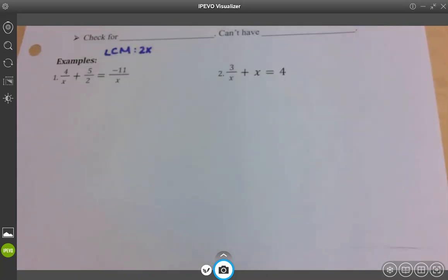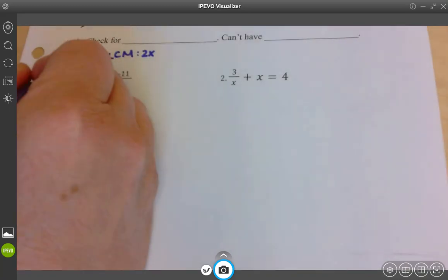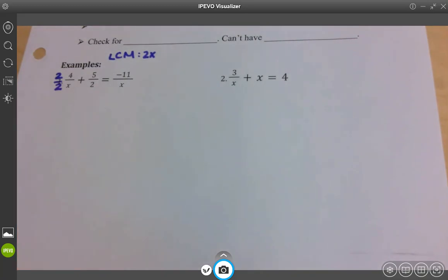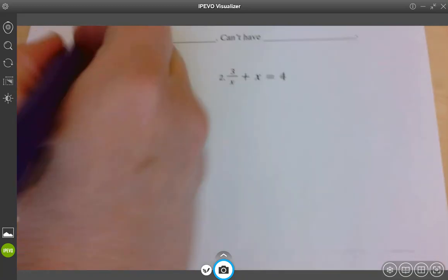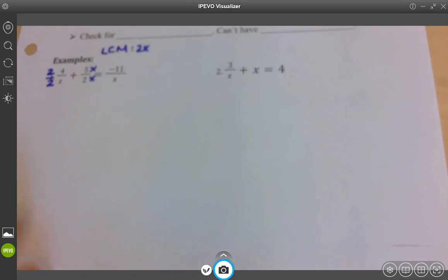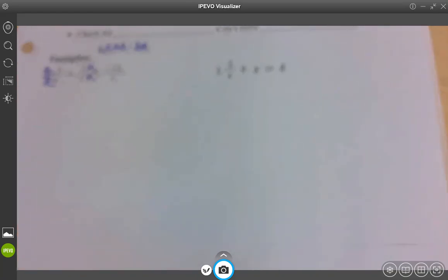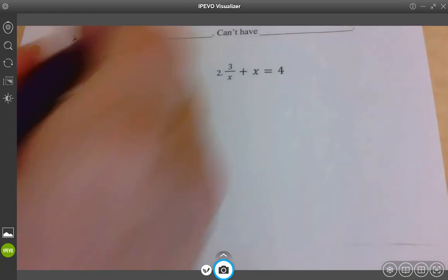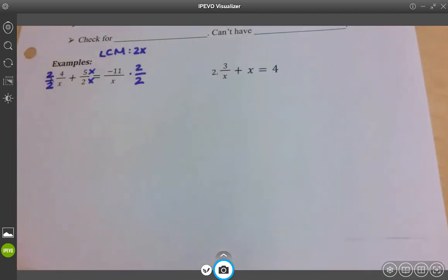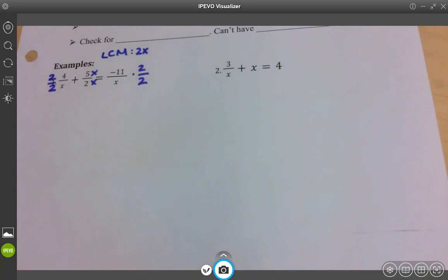Yeah, the 2. Good. So it has the x, it's missing the 2. So I'm going to multiply the first fraction by 2 over 2. The second fraction is missing what? x. Good. So it's going to get x over x. And then the third fraction is missing what? The 2. All right, so now all my denominators are 2x.